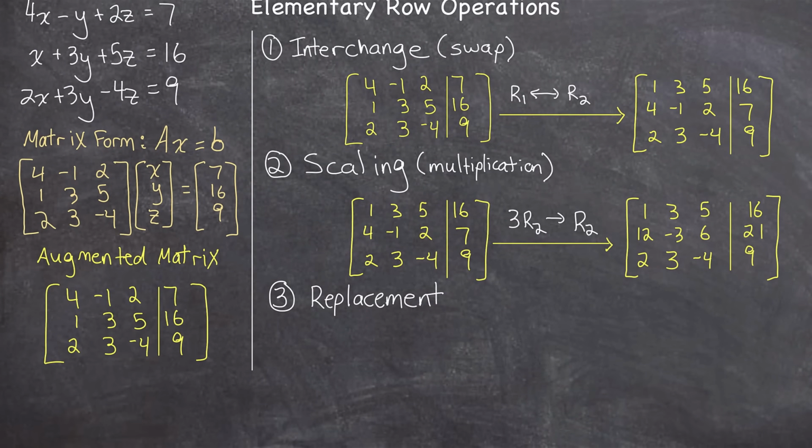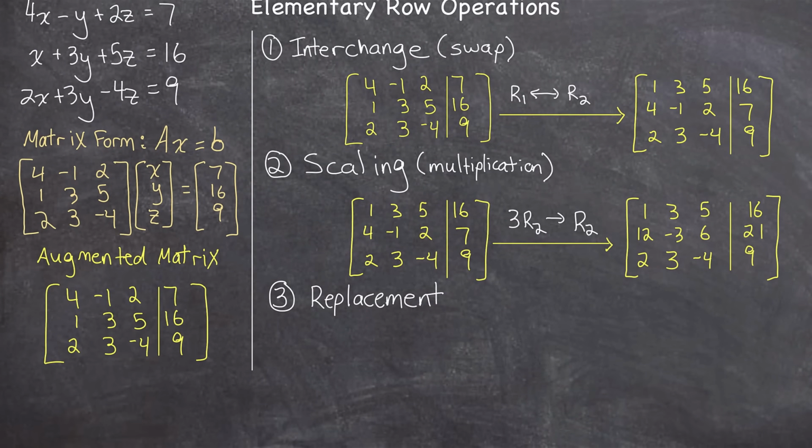So when I add the corresponding elements of row 2 and row 3 together, when I add the first elements together, 12 plus 2 is 14. So that becomes the new element in row 3. It becomes 14. Negative 3 plus 3 is 0. 6 plus negative 4 is 2. And 21 plus 9 is 30.